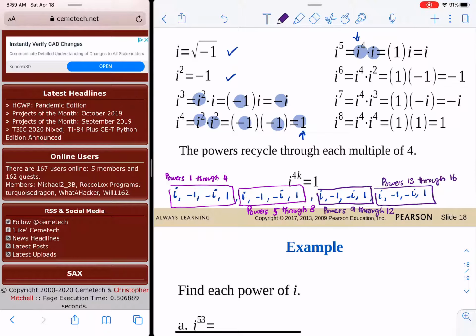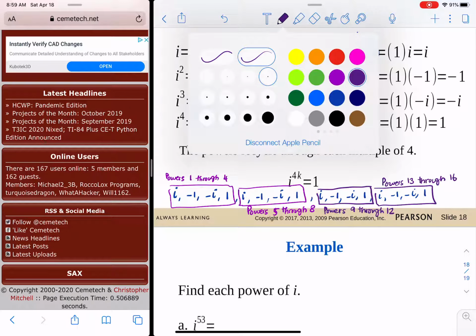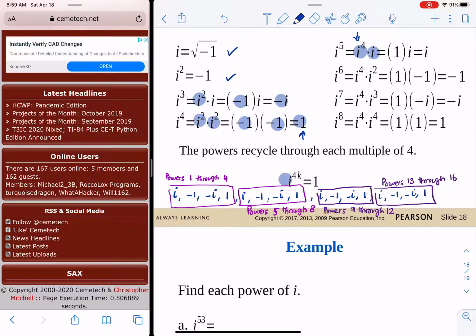So there is a cycle here, and what is that cycle? That cycle is simply i raised 4k equals 1. In other words, if we know the first 4, then eventually we could find the rest of them easily.